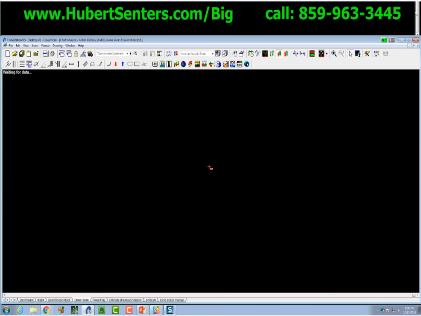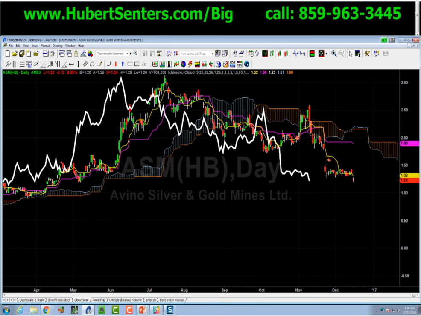ASM. Look at that gap down, sideways gap down. I wouldn't own it. It's a silver and gold thing. Dear goodness, that's a great short. It's going to go to $1, which is not very far away.